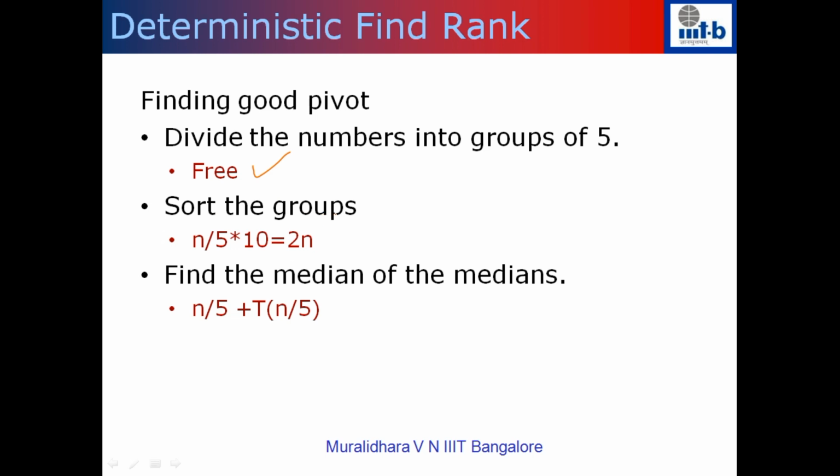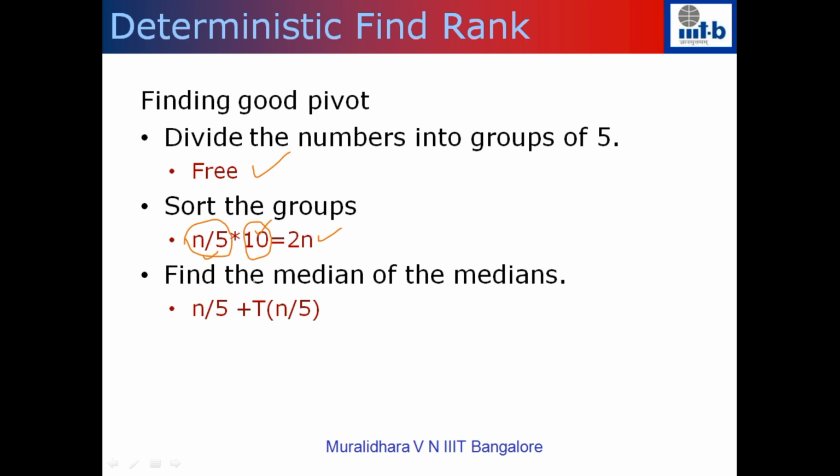Then we sort the sequence of groups. There are n by 5 groups. If I have to sort 5 numbers, the number of computations the bubble sort algorithm does is 5 into 4 by 2, which is 10. So there are n by 5 groups, and to sort 5 numbers, the number of comparisons that I end up doing is 10. So this is for sorting 5 numbers in each group. So sorting all the groups will only take 2n comparisons.